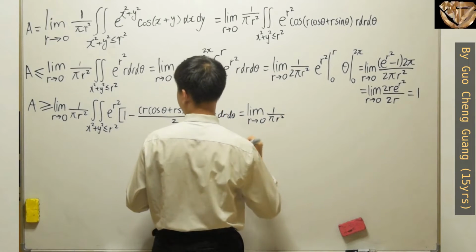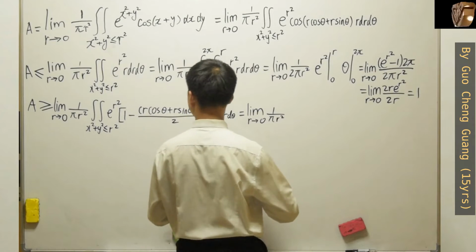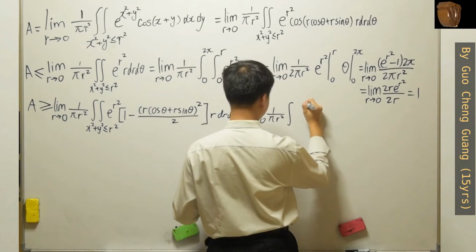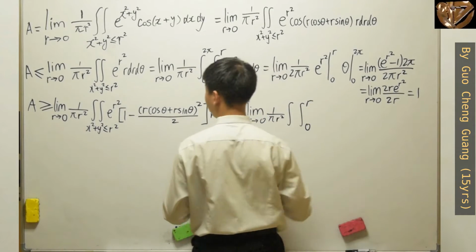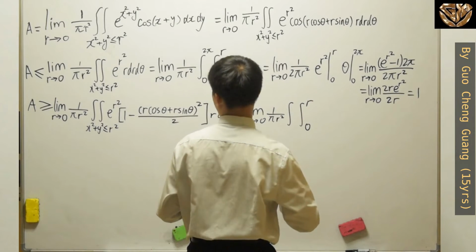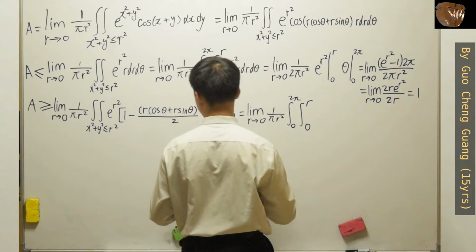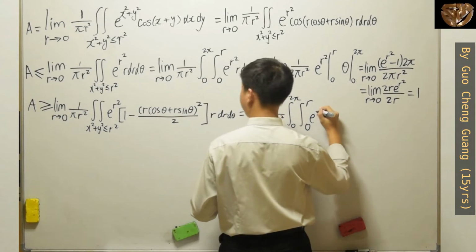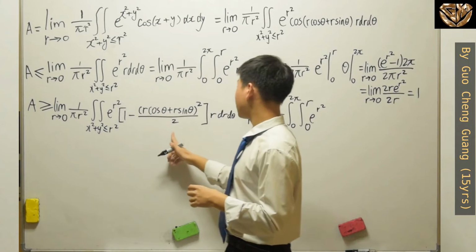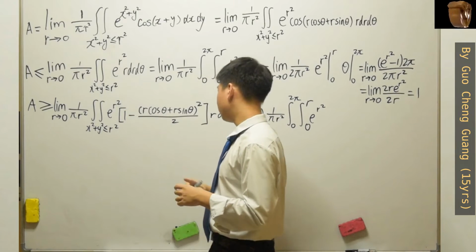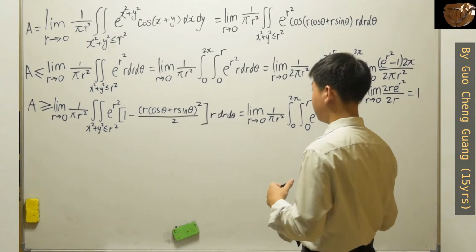Determining the boundaries should be pretty simple. For r, it will be from 0 to r, while for theta, it will be from 0 to 2 pi. Okay? Now, e to the power of r squared. Of course, you could also take out a half to make this a 2. Well, it depends on whatever you like to use, alright?